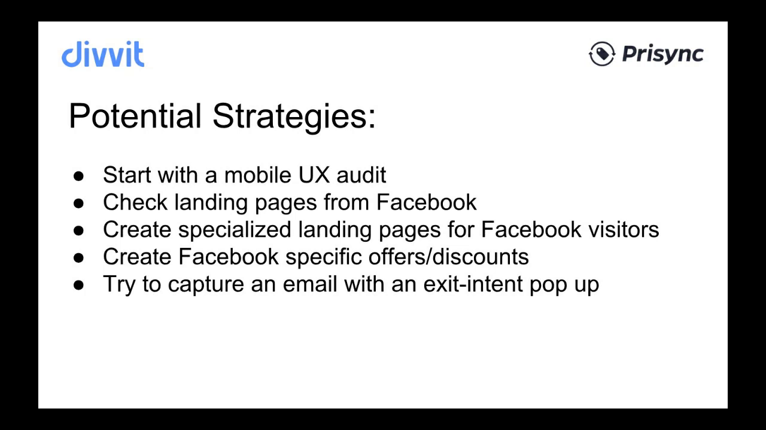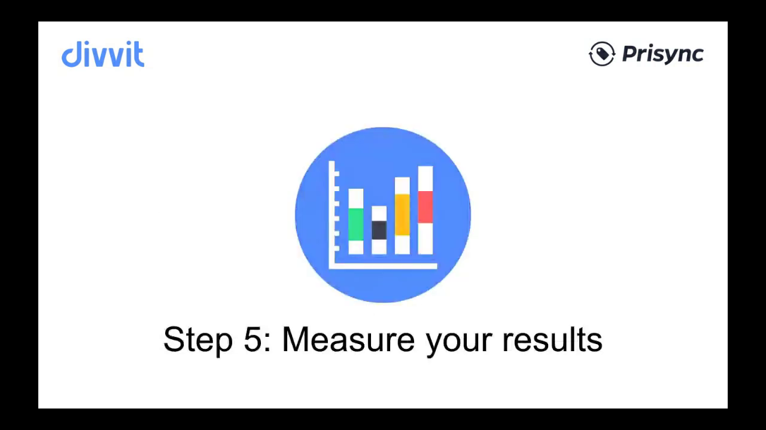However, the idea here is if, for example, you have a channel like email marketing, which has a higher conversion rate and it's working better for you, funneling users and customers from a channel that's underperforming to a channel that's performing better is a great way to impact your revenue. And finally, step 5, measure your results.